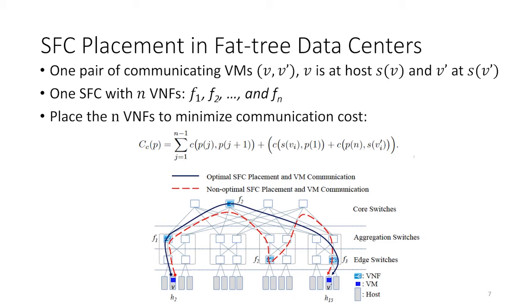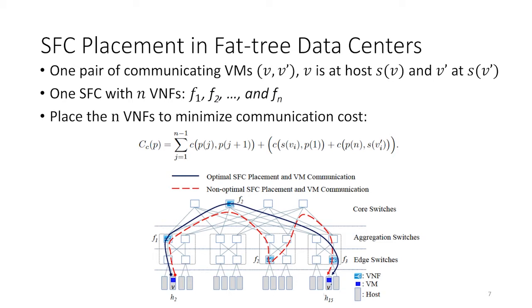In the image below, the blue solid line shows the path with an optimal VM SFC placement and VM communication, while the red dashed line shows the path with non-optimal SFC placement and VM communication cost. In the blue line, we can see that going from V to V prime takes 6 hops, while the red dashed line shows that going from V to V prime takes 10 hops.